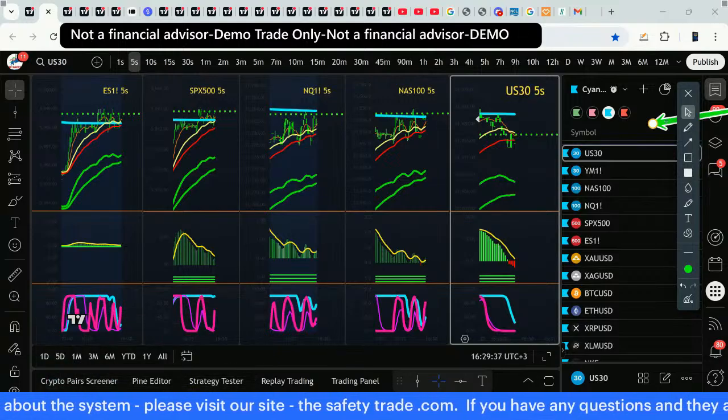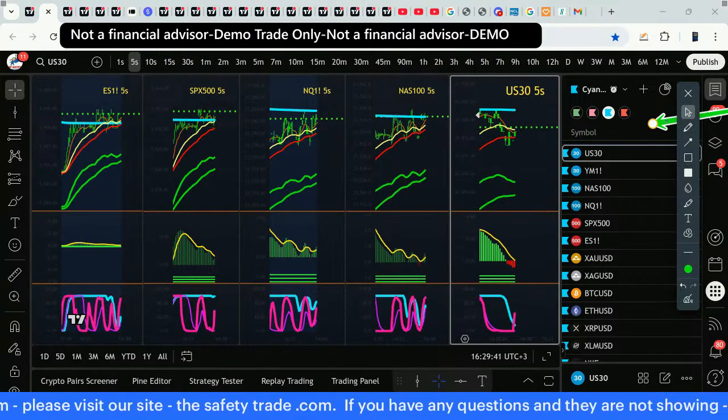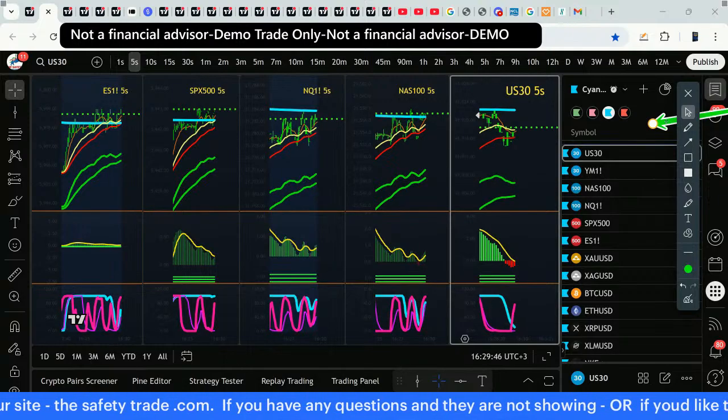Back to the blue line for NAS. Back to the blue line for NQ1. You're in the money again. Market open. Do not play market open. Lock in your profits if you have any.